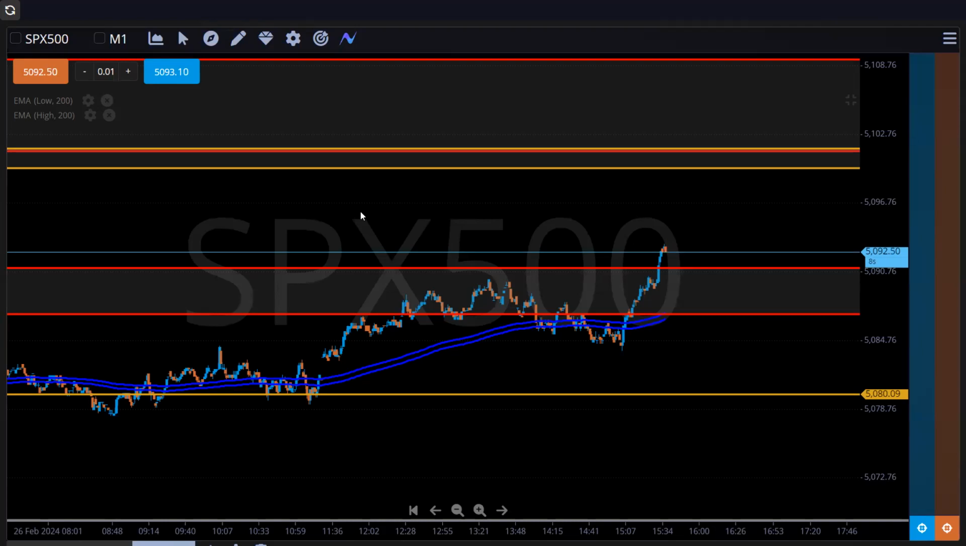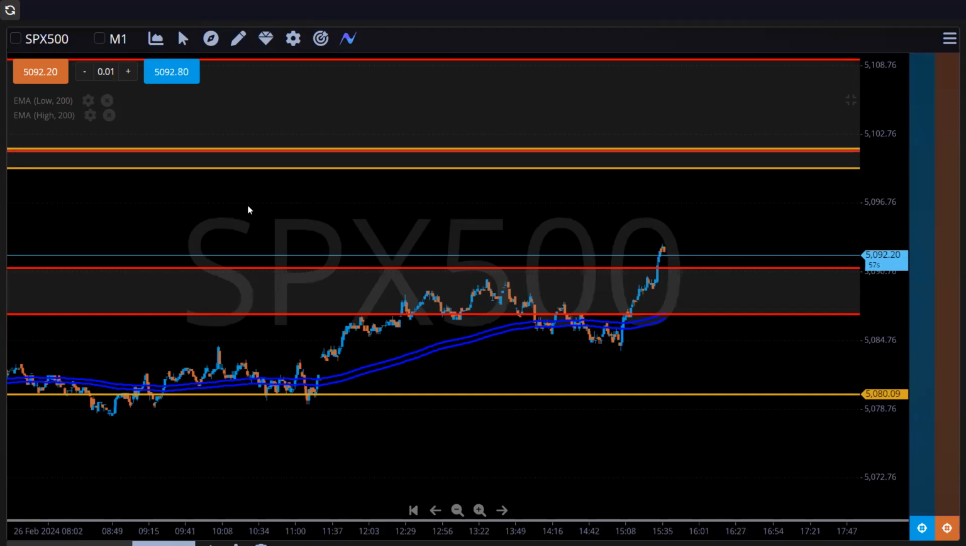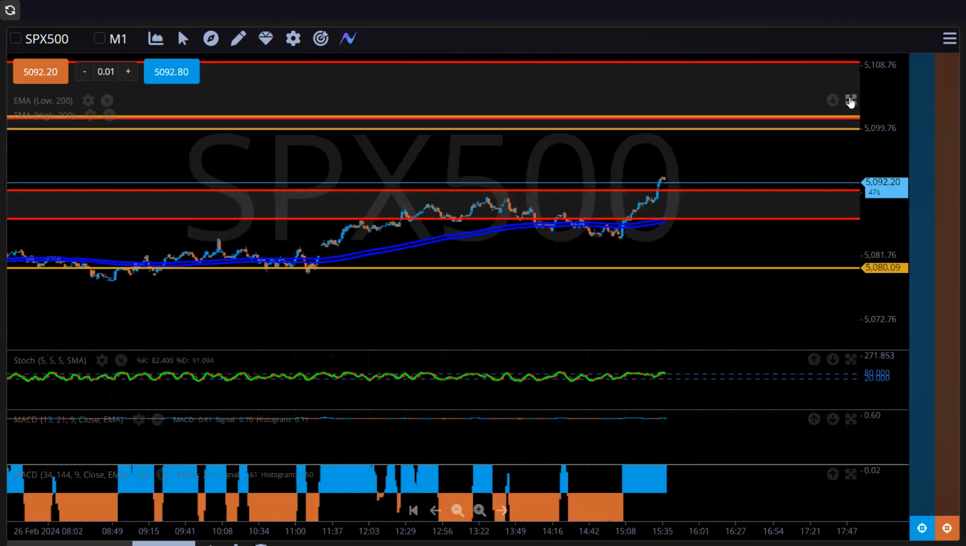Look at price moving. Now what we can do, boom, get an RSI, put it on here. I have the MACD. I have two MACDs on here and a stochastic. So this right here was the trend.